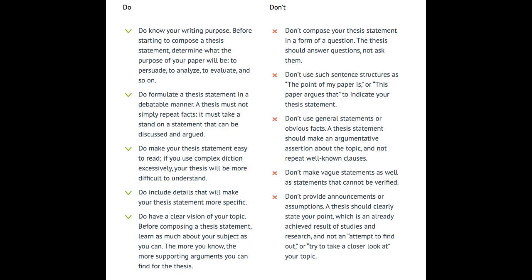Don't use general statements or obvious facts. Yeah, it should be more argumentative or an assertion of a topic. Don't make vague statements. It should be clear and concise. And don't provide announcements or assumptions. You should be stating your point and should be prepared to back up most of that information. So yeah, those are the do's and don'ts.